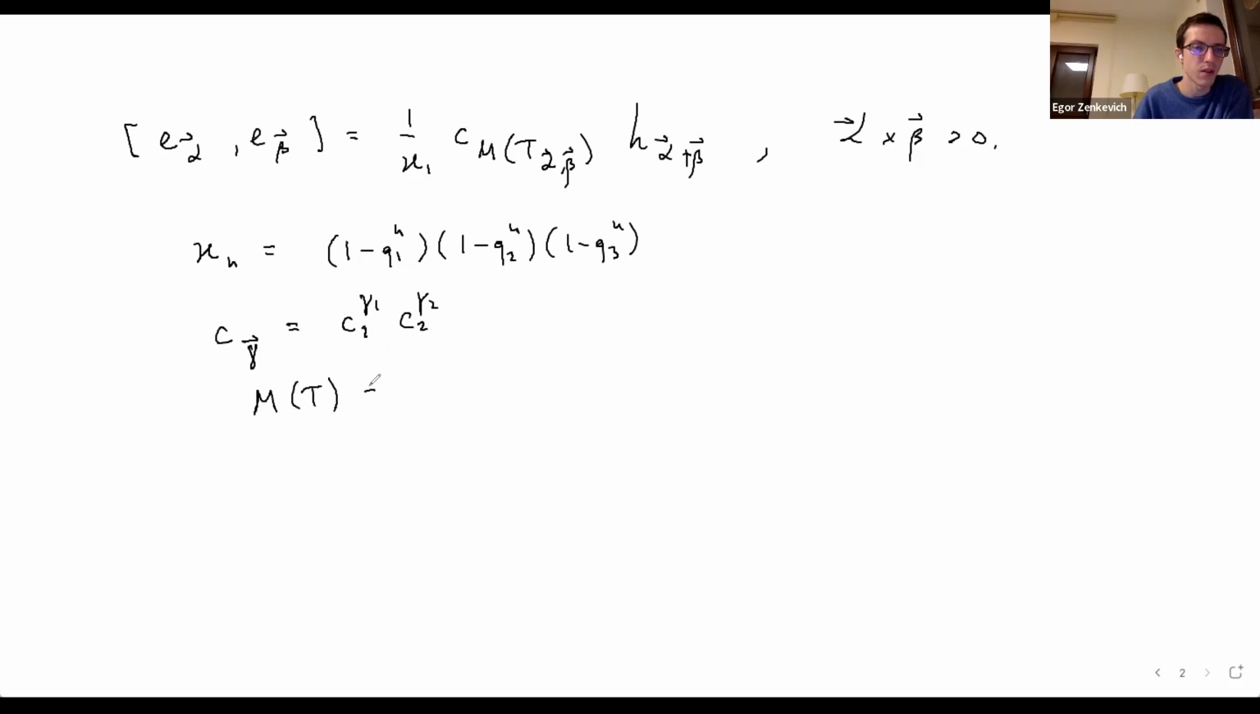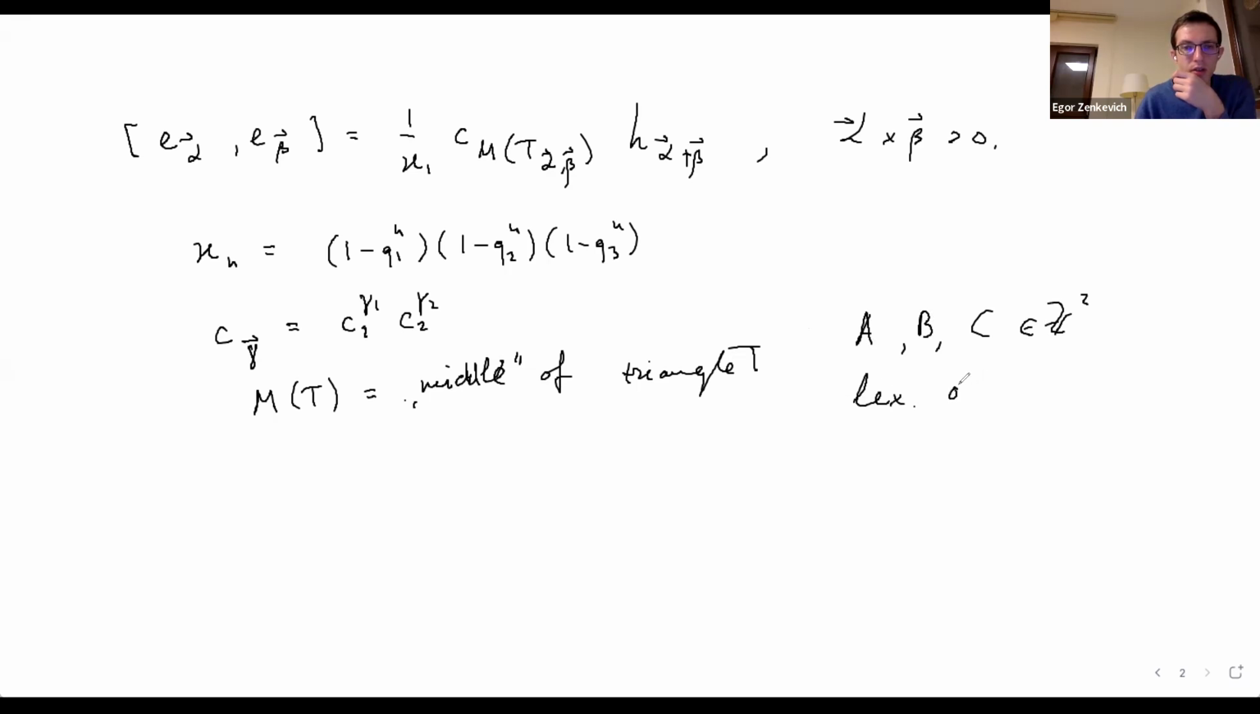So M of T is the so-called middle of triangle T. What is the middle? Well, we have 3 vertices, like 3 vectors in Z2 of a triangle. So say A, B, and C, all belonging to Z2. And there is a lexicographic ordering of points on Z2. So the middle of triangle is with respect to this lexicographic ordering.